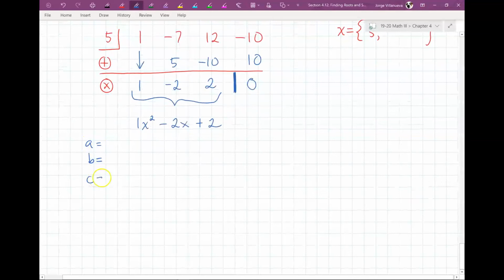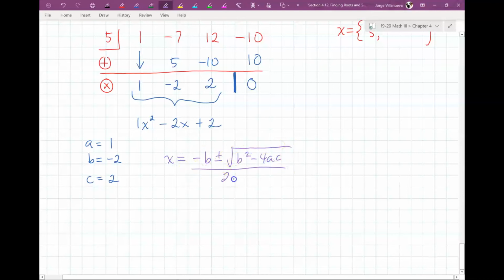ABC. My A is a 1, my B is a -2, and my C is a +2. Remember, the ABCs come from that statement, okay? It's AX squared plus BX plus C. So I'm going to go ahead and put it into this formula, over 2A. Okay? And this is just kind of where it gets a little messy, right? So just be careful.